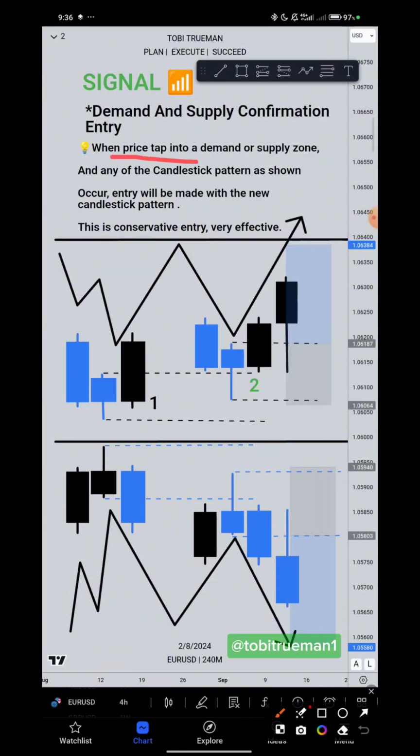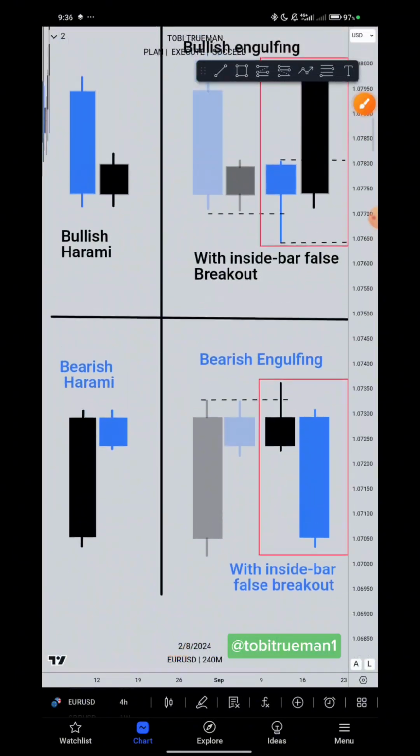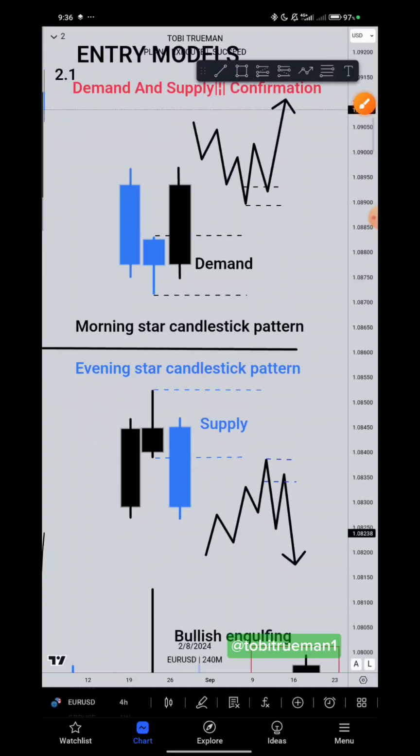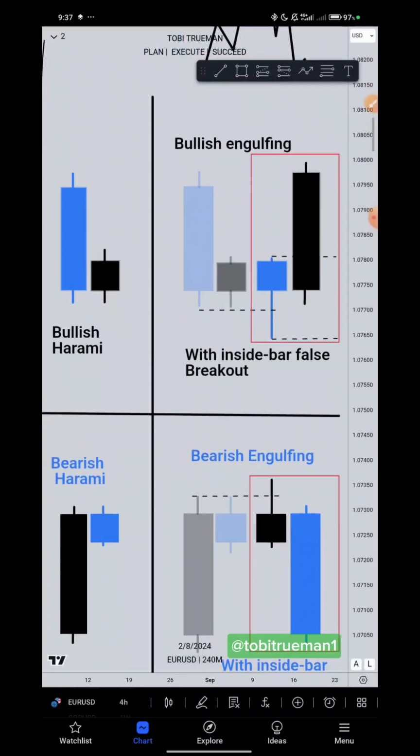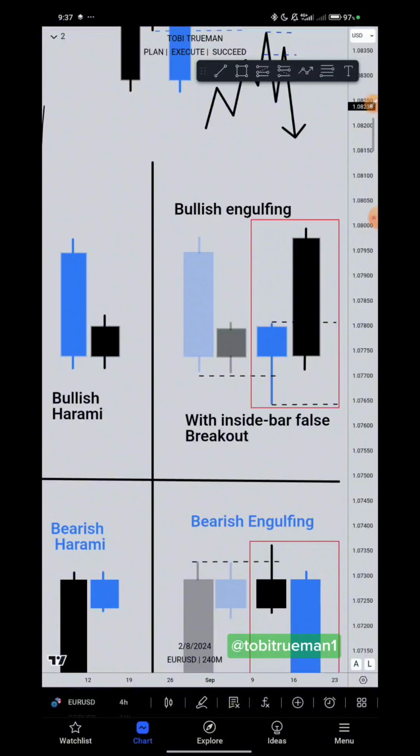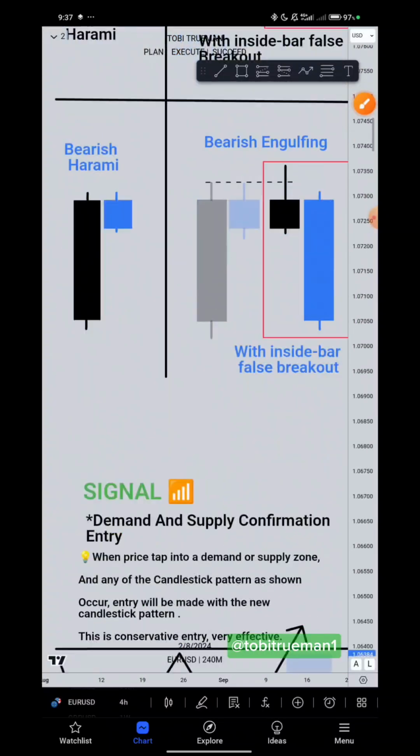Now, when price taps into a demand or supply zone, and any of the candlestick patterns as shown previously, when you talk about morning star, talking about morning star candlestick pattern, evening star candlestick pattern, probably this type of pattern also, talking about this particular main focus, our bullish engulfing or bearish engulfing candlestick.